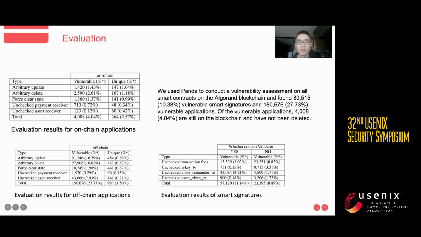The next is the most interesting part. We use Panda to conduct a vulnerability assessment on all smart contracts on the Algorand blockchain. The 3 tables show the evaluation results. From the experimental results, we know that these vulnerabilities are prevalent in Algorand smart contracts, revealing the urgency of identifying and preventing such vulnerabilities.